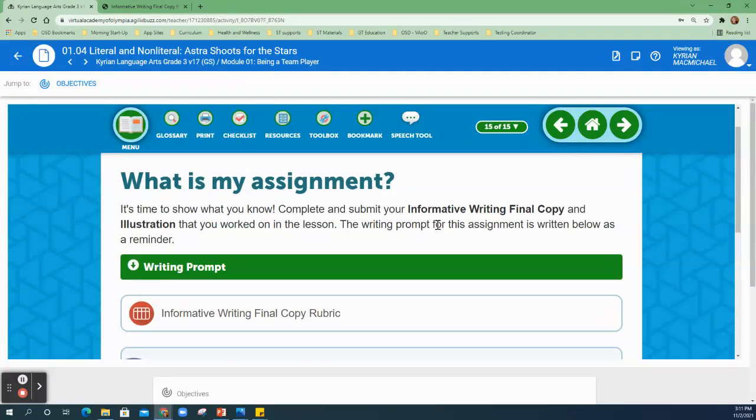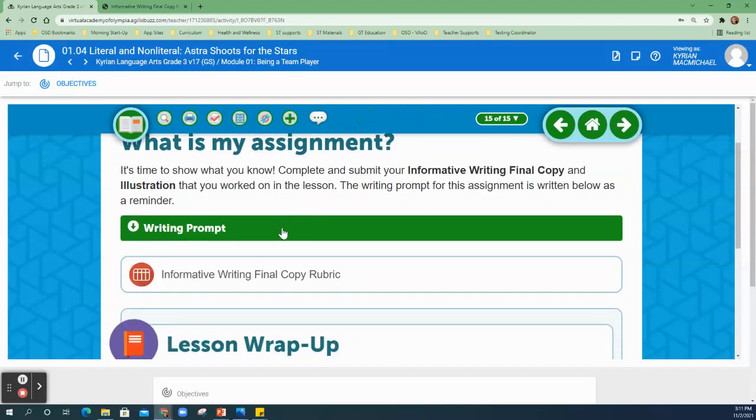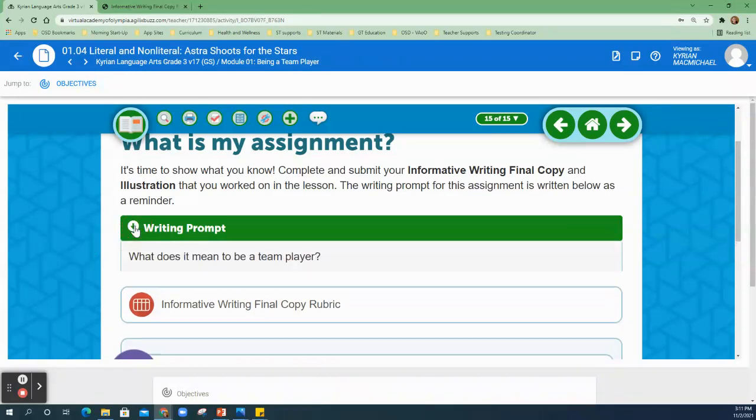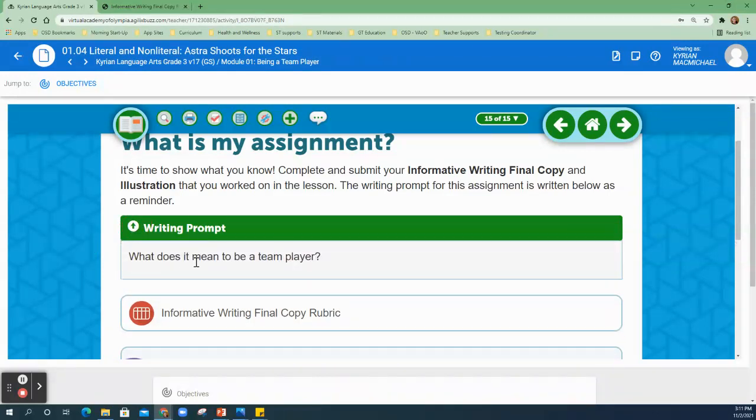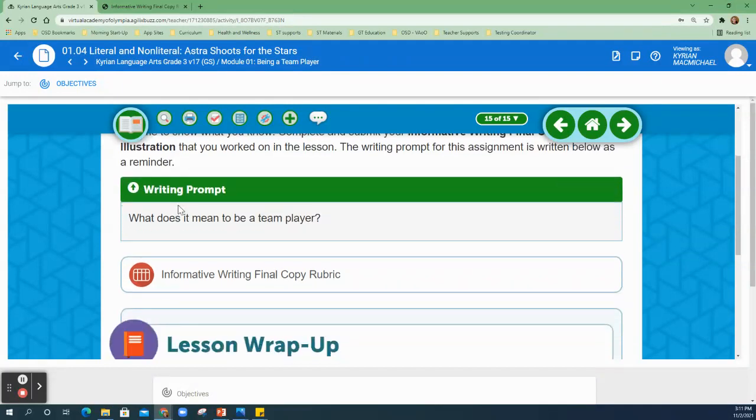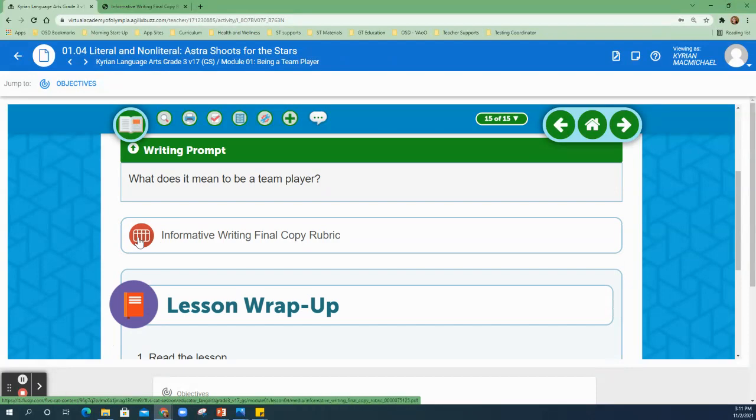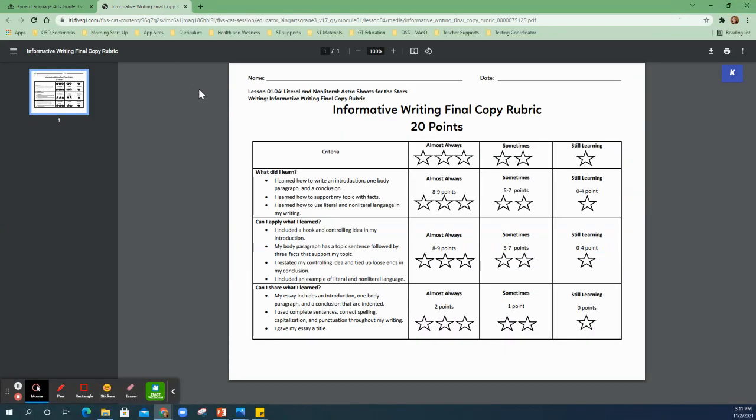It says complete and submit your informative writing final copy and illustration that you worked on in the lesson. The writing prompt for this assignment is written below as a reminder. So this is something that we were working on. It's not just the worksheet of the literal or non-literal language, but it's actually a writing assignment. The prompt says, what does it mean to be a team player? Remember, you always have to toggle on those things. And this gives me the rubric. So I click on this and it opens up the rubric.